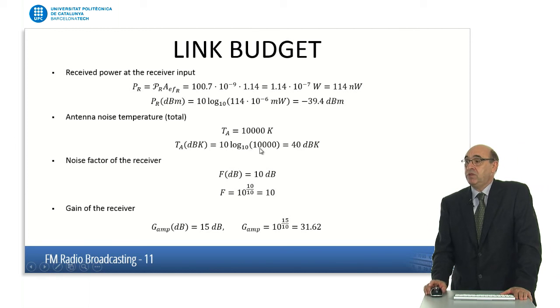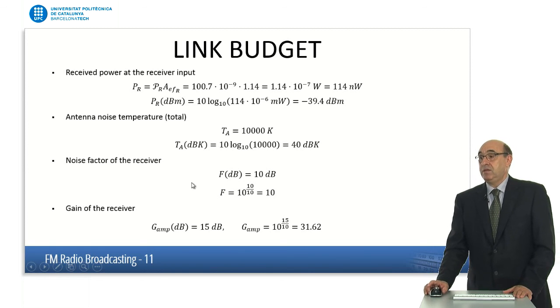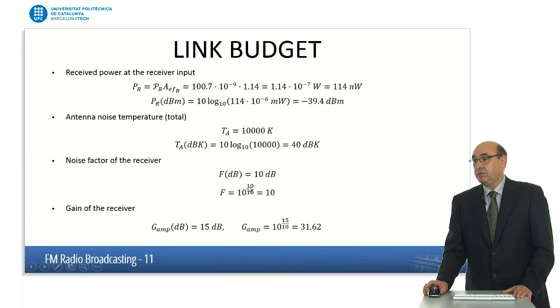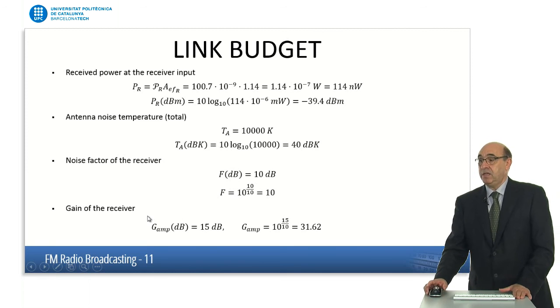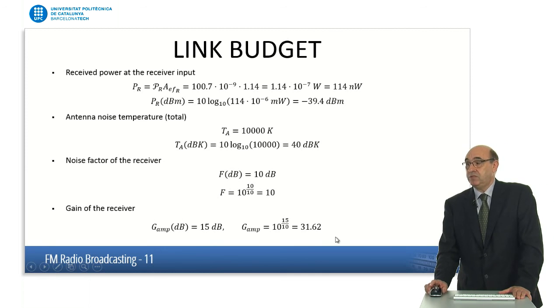You could use the temperature or transform it in dB. 10,000 is 40 dB Kelvins. You also have the noise figure of the receiver, which is 10 dB, and this means a noise factor of 10. And the gain of the receiver, which is 15 dB, which is 31 in the linear scale.